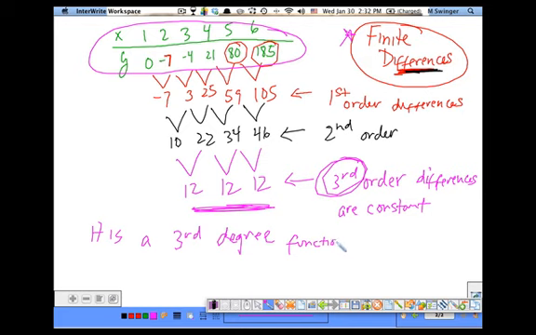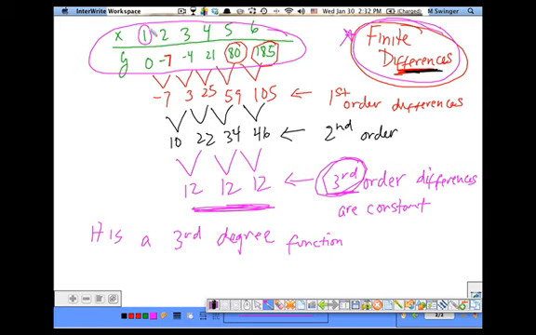That's what this means. Because it was the third order differences that were constant, that were the same. Now if the second order were the same, this would be a second degree, which means it's a quadratic. Okay? Get the idea. So what you need to know is finite differences tells you the degree of any table, any polynomial. Just subtract the y values. That's all you subtract.